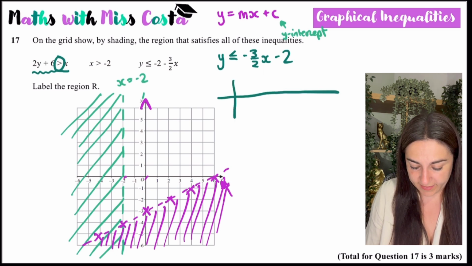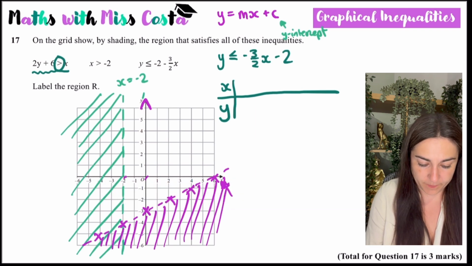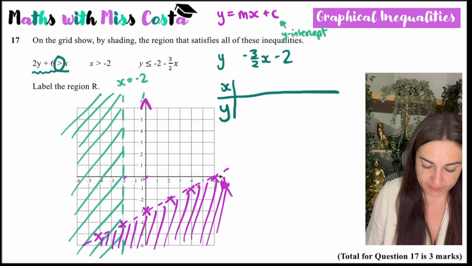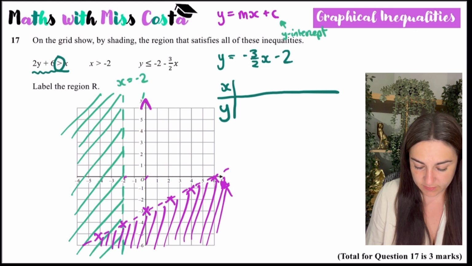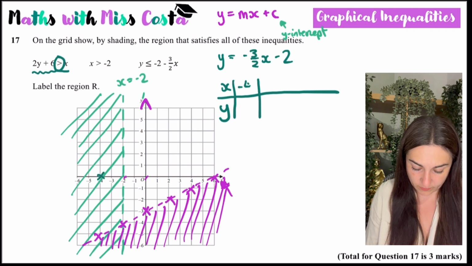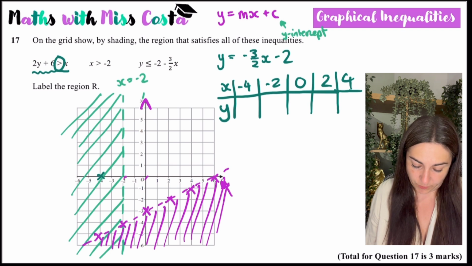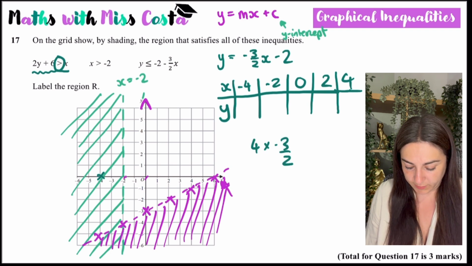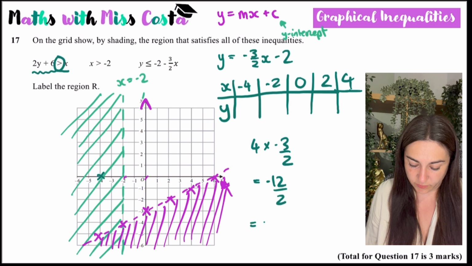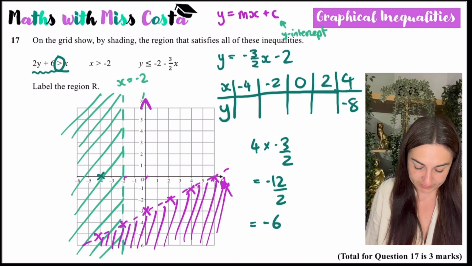So once again, I do my table of values. I've got x and y. As an equation, this would just be y equals minus 3 over 2x take away 2. So once again, I can pick some coordinates. I'm going to go -4, -2, 0, 2, and 4 and see if I need any more. So when x is 4, 4 times -3 over 2 is -12 over 2, which is -6, and -6 minus 2 is -8. So I don't have that on the grid.